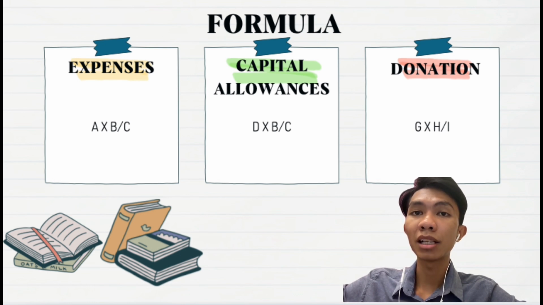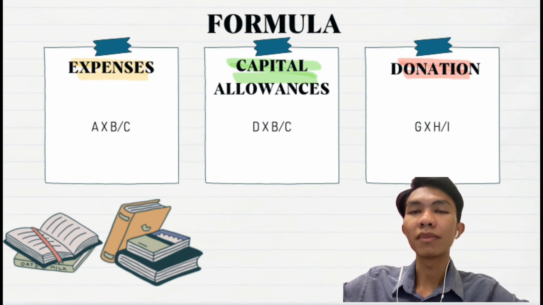D is the capital allowance allowed for the basis year, while I already explained about the B and C. Last but not least, donation. The formula used is G times H divided by I. G is the gift or money made during the basis year. H is the aggregate income from transaction with non-members. Meanwhile, I is the aggregate income from transaction with both members and non-members.